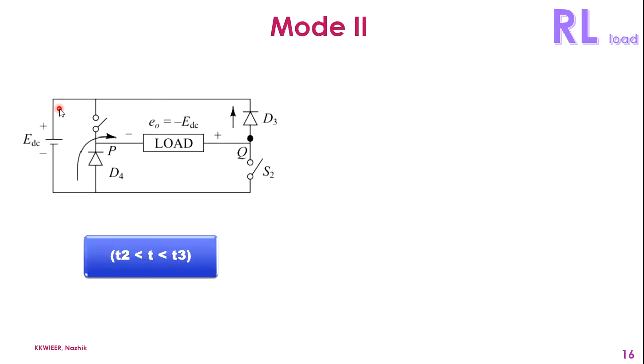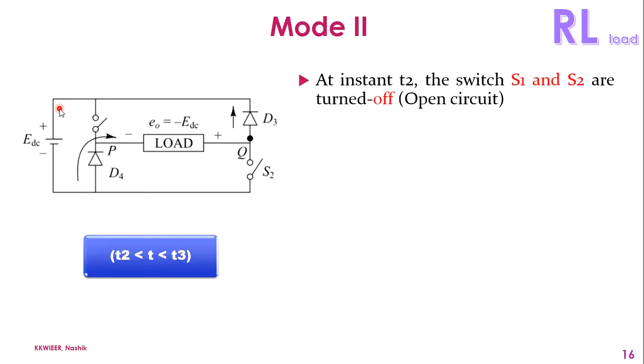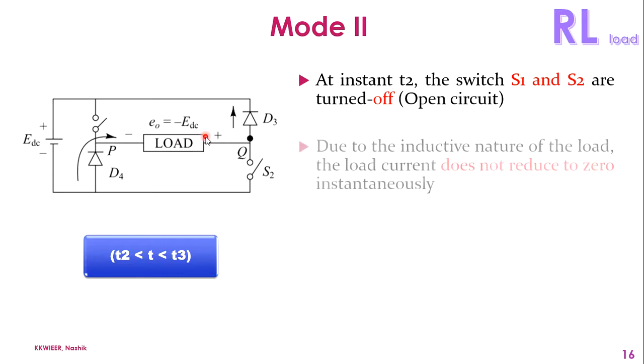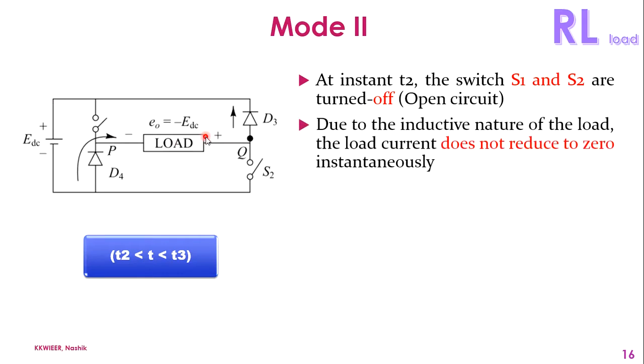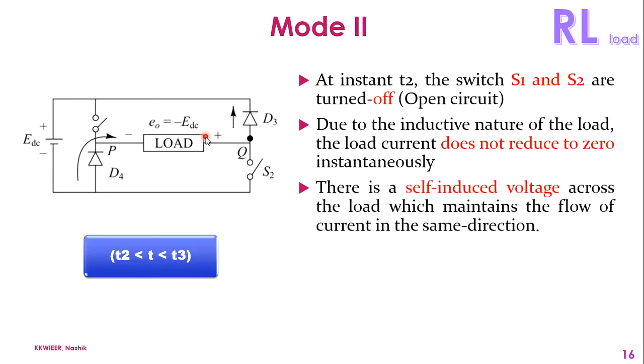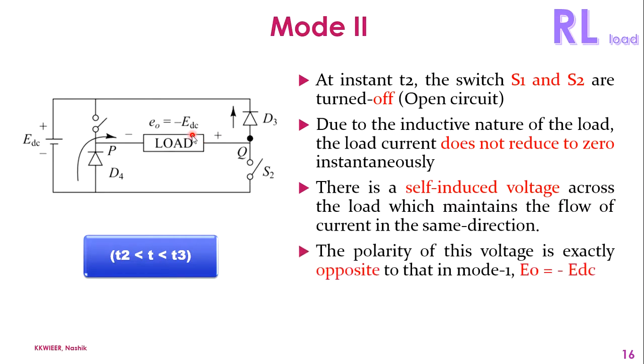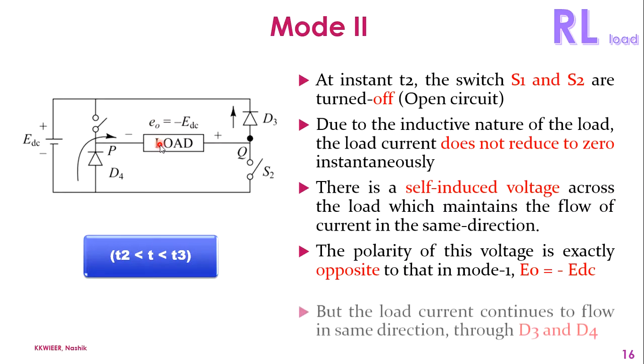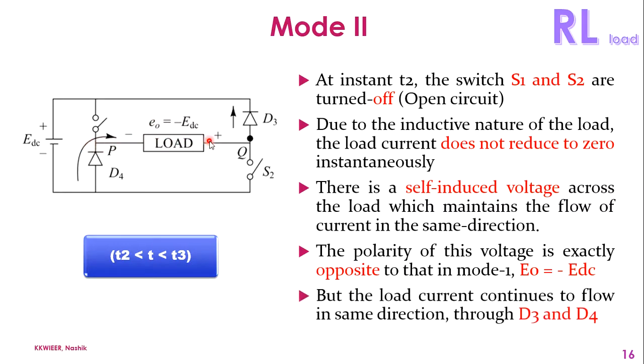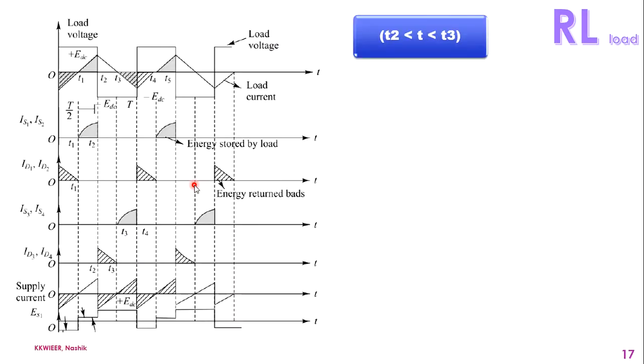Now about the second mode of operation. At T2, the switches S1 and S2 are turned off, that is, it will be the open circuit. Due to the inductive nature of the load, the load current does not reduce to zero instantaneously. There is a self-induced voltage across the load which maintains the flow of current in the same direction. Thus, the polarity of voltage is exactly opposite to that of the first mode, and E0 will be minus EDC. But the load current continues to flow in the same direction through D3 and D4. Now we will see the waveforms.